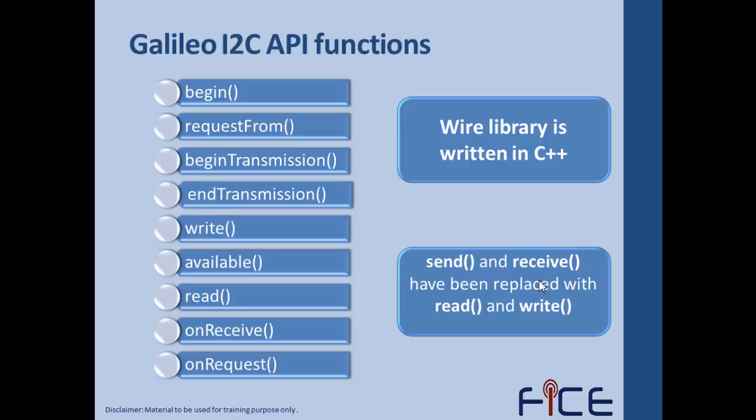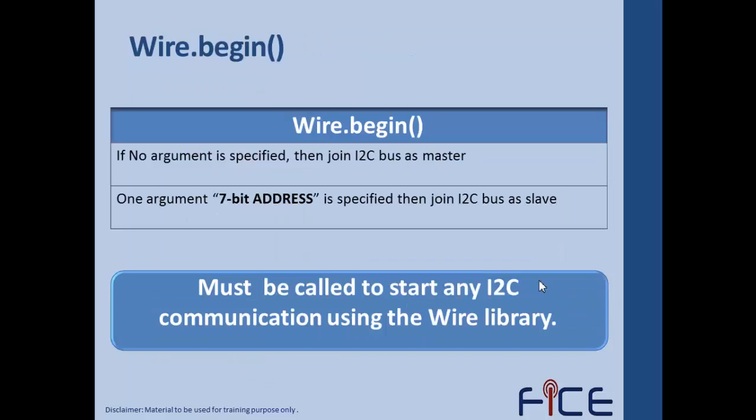Coming to the depth of this information, first is Wire.begin, and this is the most important function. It must be called to start any I2C communication using the Wire library. If no argument is specified, then the I2C bus will join as a master. If an argument is specified, it is the 7-bit address of your slave device, and then the I2C bus will act as a slave device.